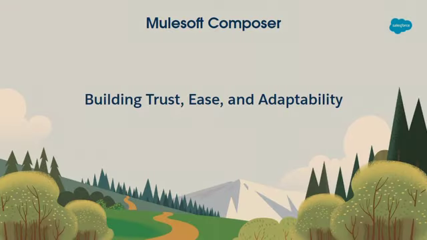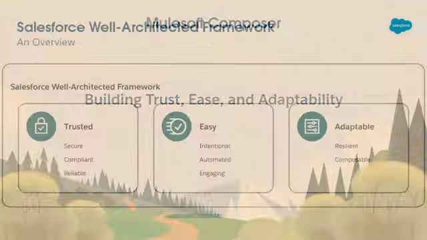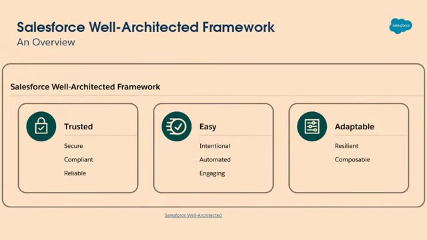So now we're going to switch gears a little bit. We talked about what was under the hood. We got really deep, really fast into the Cloud Hub architecture. But let's talk about how MuleSoft Composer is built for trust, ease, and adaptability. We've heard a lot about the Salesforce Well-Architected framework, and I wanted to show it again because this is truly the framework that architects are thinking about, and where does MuleSoft Composer fit into this? Now, Composer can be a part of different solutions, but what we wanted to do is really see how is MuleSoft Composer trusted, how is it easy, and how is it adaptable?